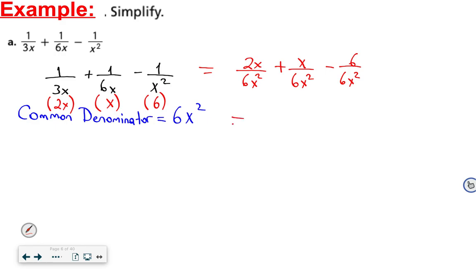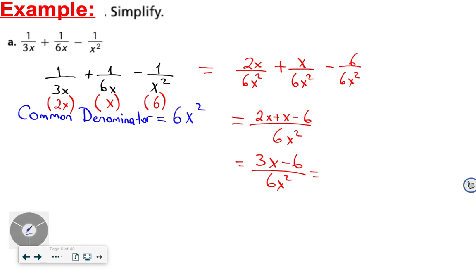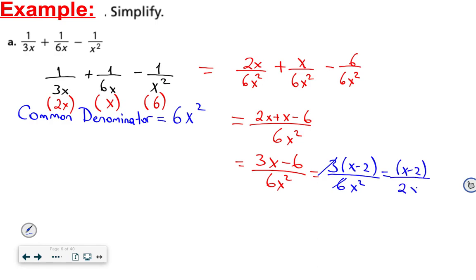Because their denominators are equal, you can add them up. 2x plus x minus 6 over 6x squared. Combine the like terms, 3x minus 6 over 6x squared. What is the greatest common factor in the numerator? It is 3. You will get x minus 2 over 6x squared. If you simplify this by 3, you will get x minus 2 over 2x squared as your answer.